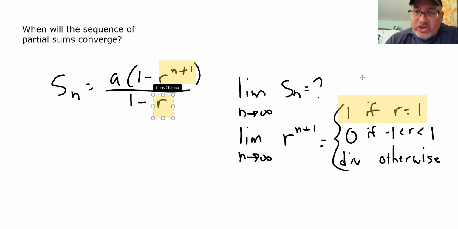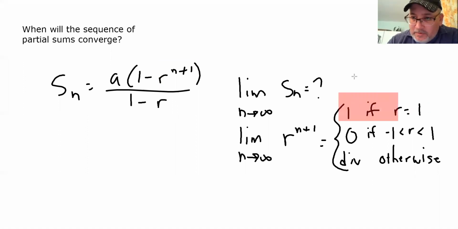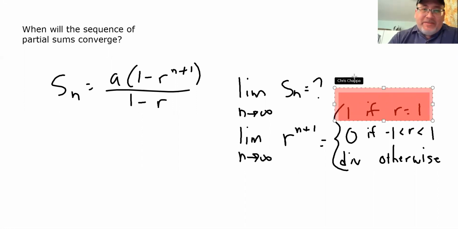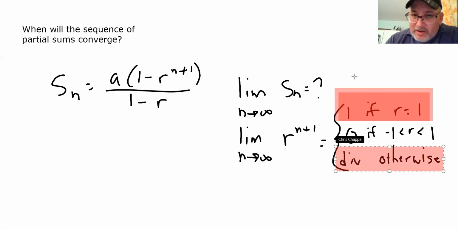So under this condition, that's bad. That's bad because it gives us 0 in the denominator for the formula for the nth partial sum. Clearly, if the r to the n plus 1 diverges, then that's going to blow up, so that's not good. So we don't get convergence there.